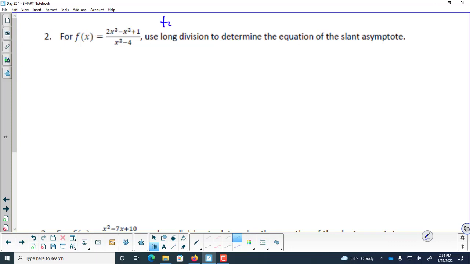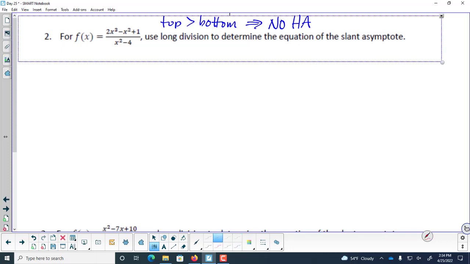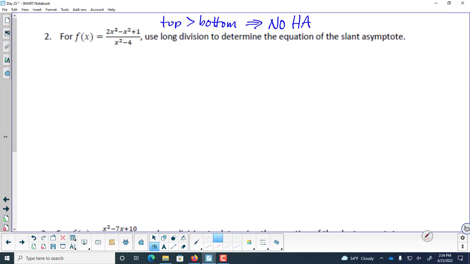So that means the top is greater than the bottom. That tells me there is no horizontal asymptote. Okay, none. That means far to the end, the graph does not flatten out and approach a horizontal line. Okay, so it's greater by only 1, right? 3 is greater than 2 by 1.